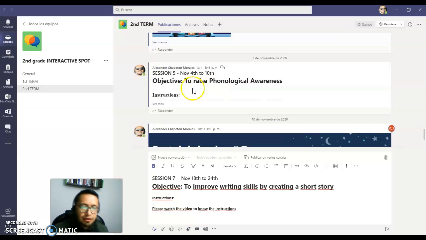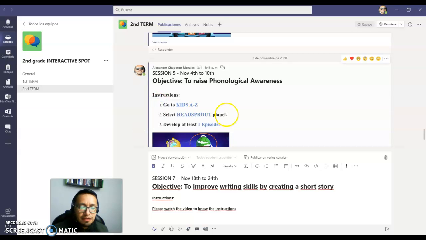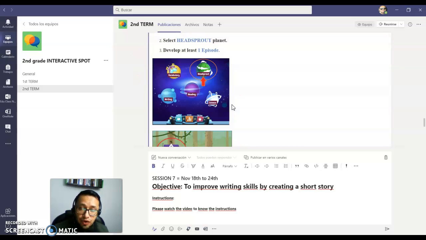Well, check. Okay. Remember that now interactive spot class is asynchronous, and the idea is that you can do all these activities by yourself. Okay. So I count on you. I really know that you are very good and committed students. So I hope you can comply with your responsibilities and all your duties.